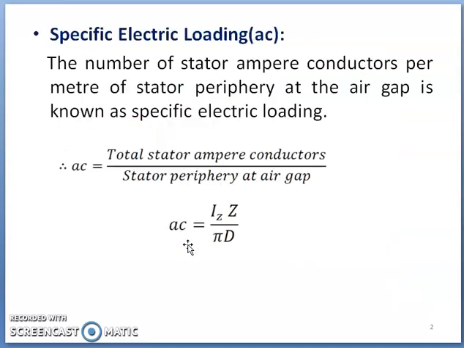Specific electric loading is the number of stator ampere conductors per meter of stator periphery at the air gap. It is the ratio of total stator ampere conductors to stator periphery at the air gap, and mathematically it is expressed as AC equal to Iz into Z divided by pi d. Iz is the current through each conductor and Z is the total number of conductors for the given circumference of the machine.